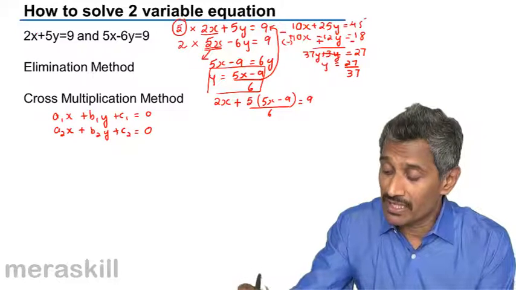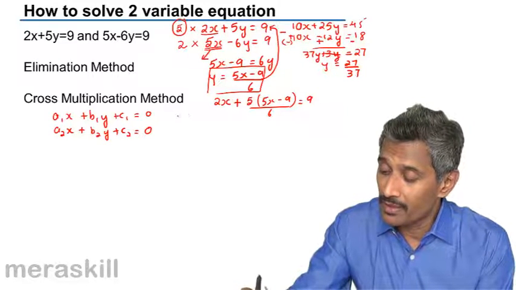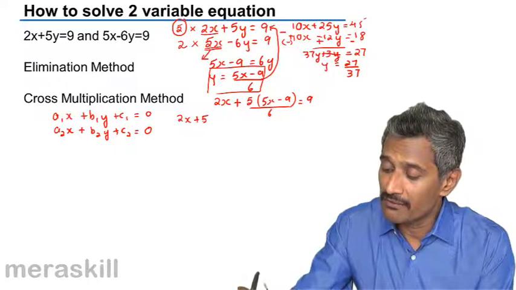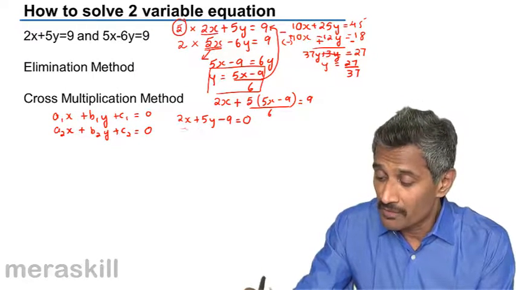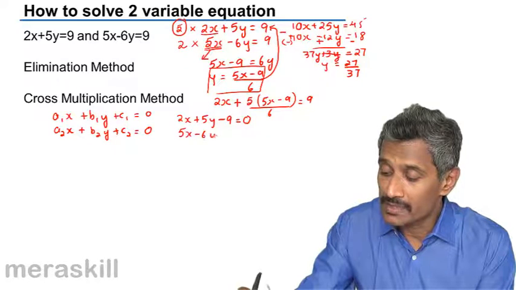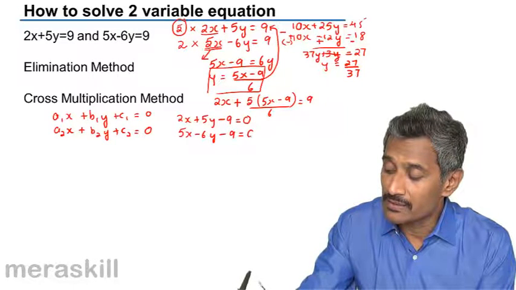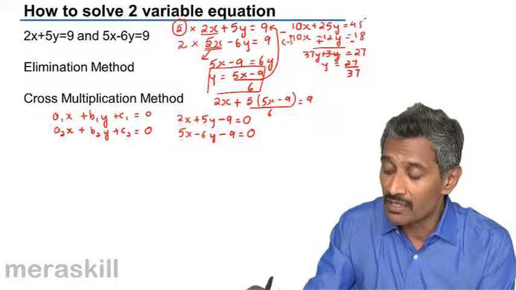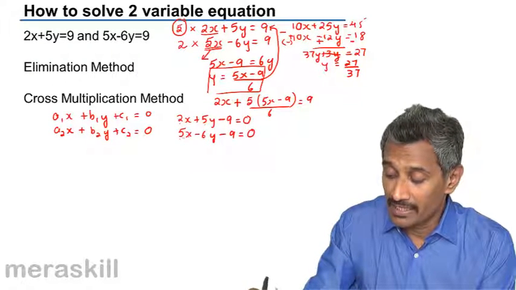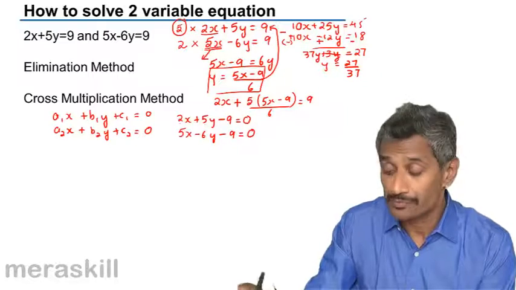So if you see, we can write the same equation this way. 2x plus 5y minus 9 is equal to 0. 5x minus 6y minus 9 is equal to 0. So if you compare these two, this is like a1, b1 and c1. This is again like a2, b2 and c2.